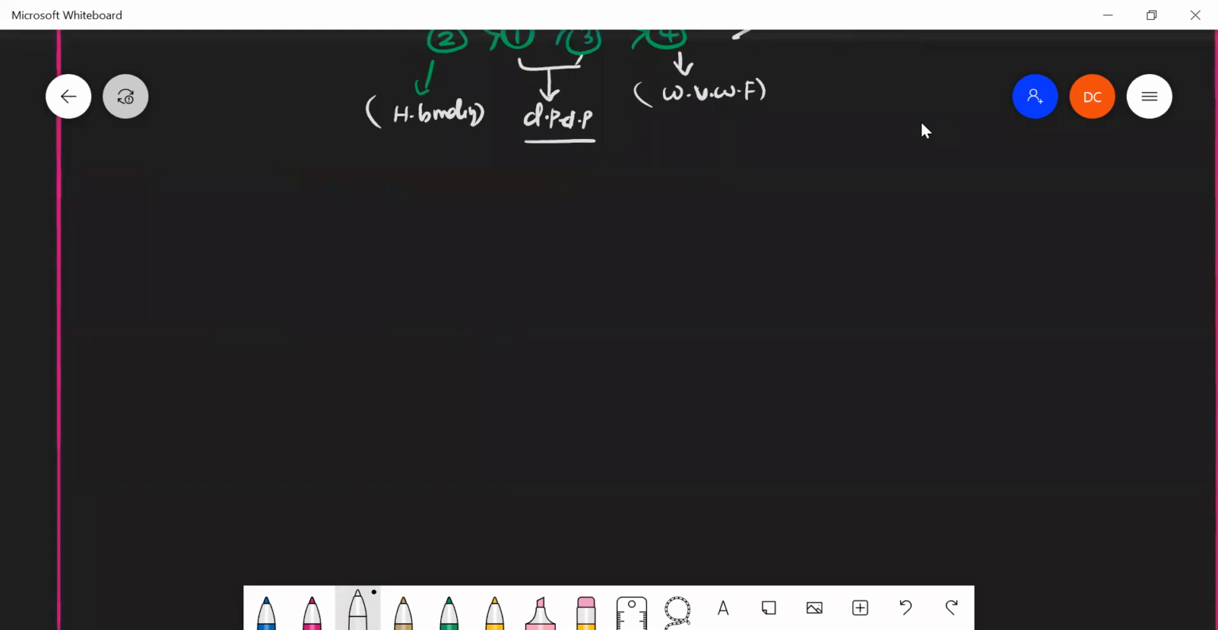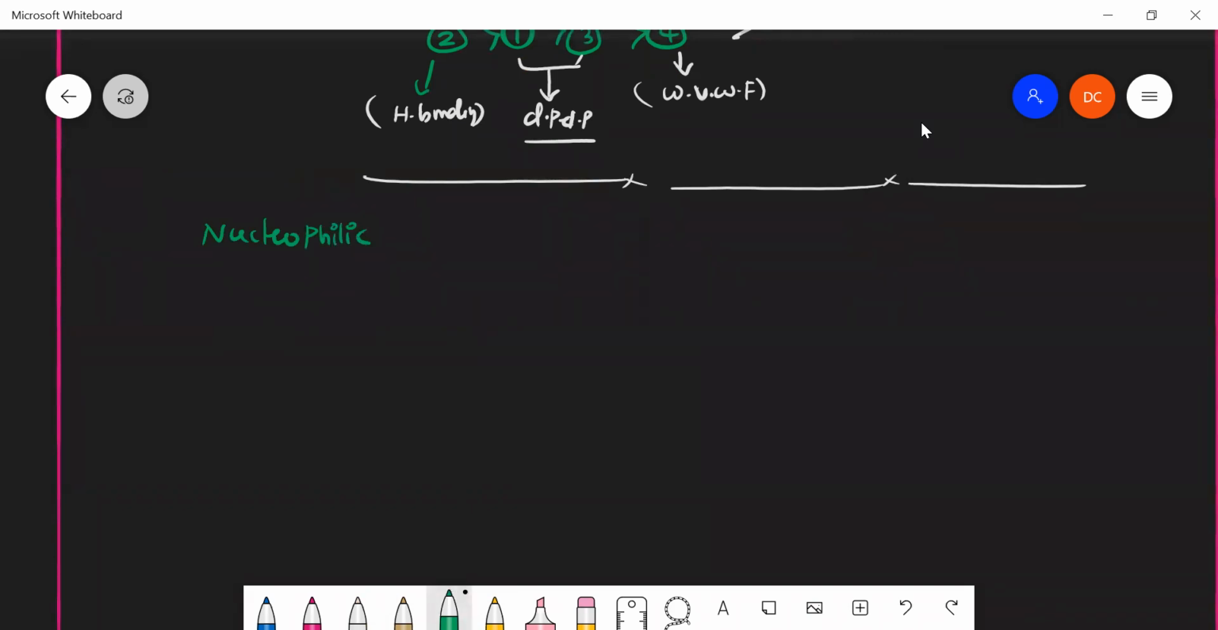Okay. And the next one is a very interesting and important topic. So definitely you can expect more questions from this topic. That is nucleophilic addition reaction. In chemistry, nucleophilic addition reactions most probably take place in aldehydes and ketones.